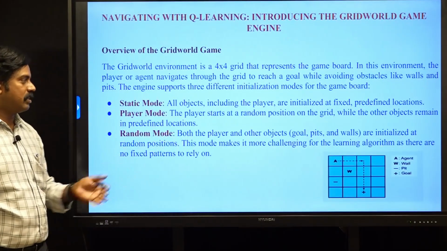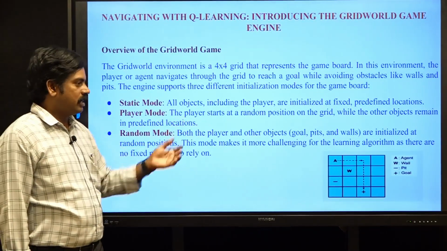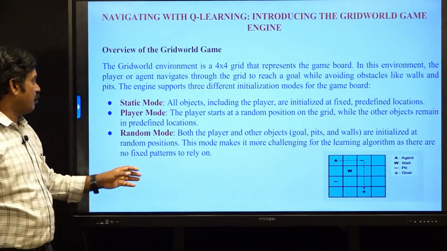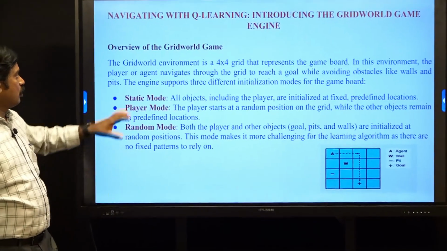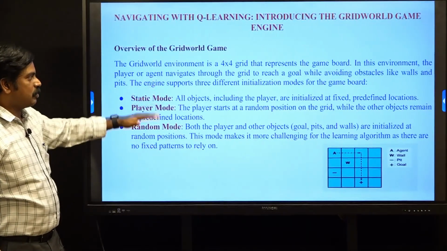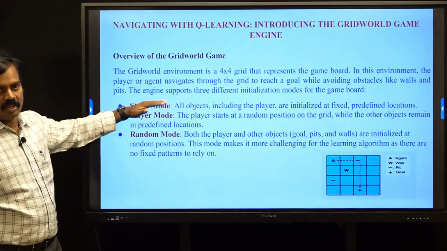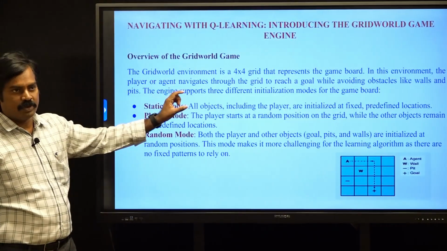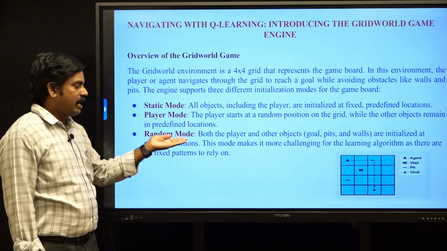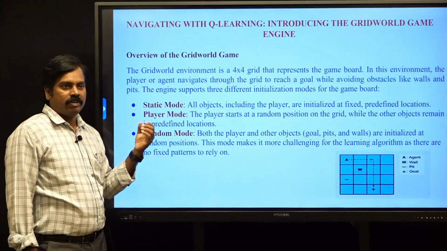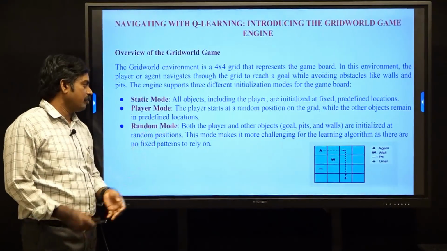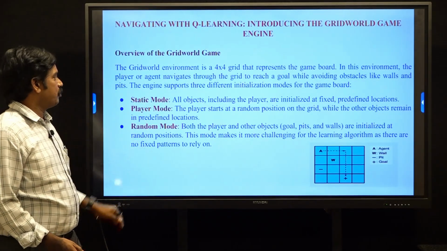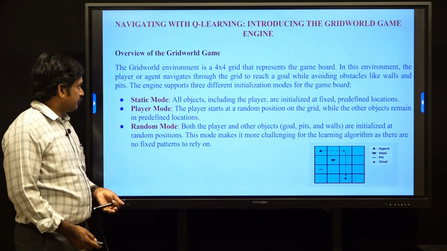It is a complex environment, since everything is initialized at a random position, and it is somewhat complex to implement. So these are the initialization modes of the Gridworld game. In static mode, all are fixed positions. In player mode, only the player is at a random position and the remaining objects are fixed. In random mode, the player and all environment objects are at random positions. These are the initialization positions of the Gridworld game objects.